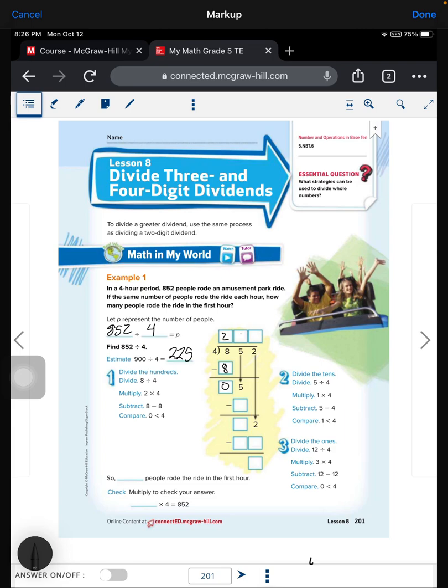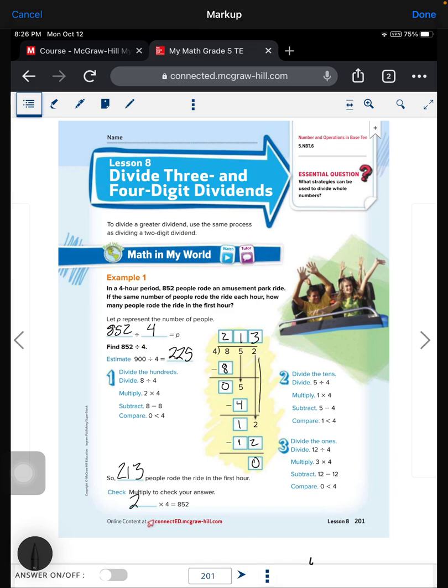Bring down the 5. 4 will go into 5 one time. 1 times 4 is 4. Then we have 5 minus 4 is 1. Bring down the 2 all the way down. We have 12. 4 will go into 12 3 times. 3 times 4 is 12. 12 minus 12 is a beautiful 0. So we can see that our true answer, 213, was pretty close to our estimate. So we can determine that 213 people rode in the first hour.